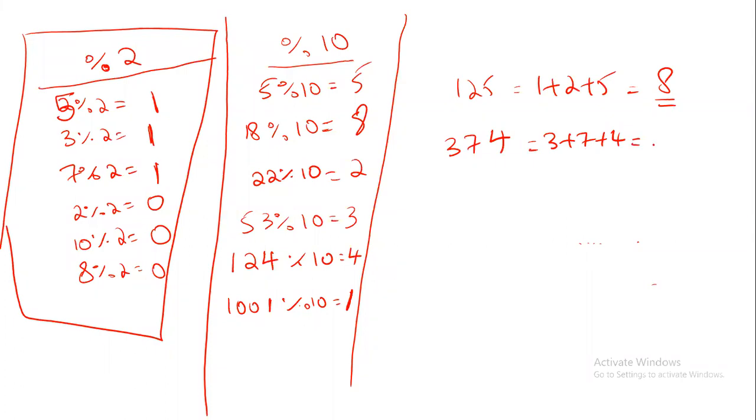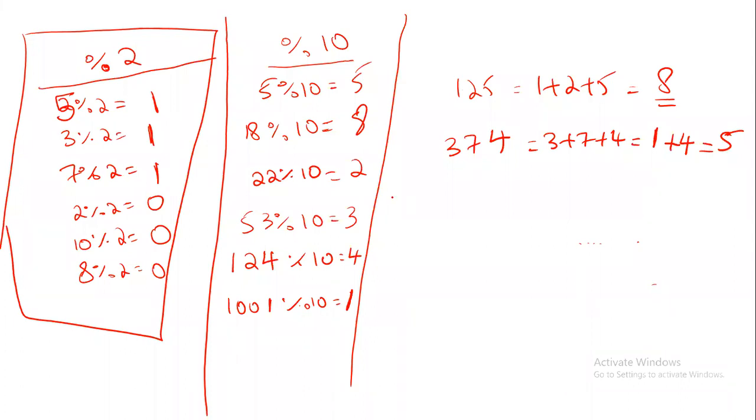Whatever answer you get, 14, you should not print the 14, because is 14 one digit or two digits? 14 is two digits. You have to add 1 plus 4 again so that it becomes one digit. So keep on adding the digits until it becomes a single digit. So the answer is 5 here. I hope you are understanding now. Let me take one more example.